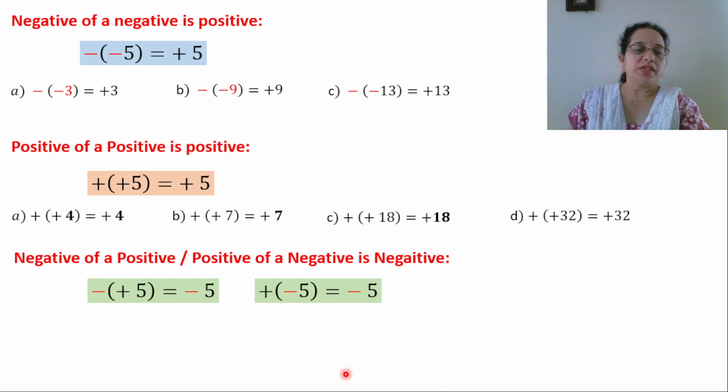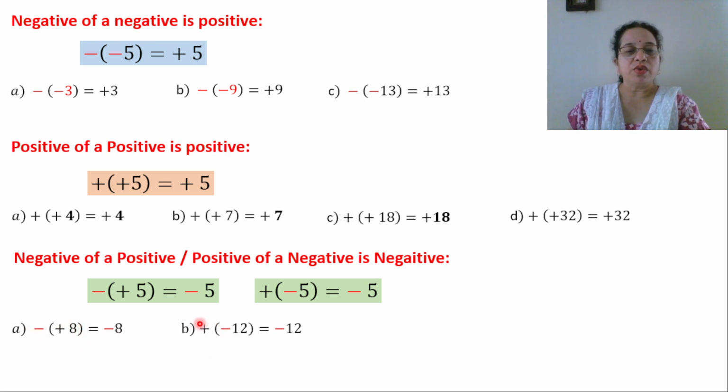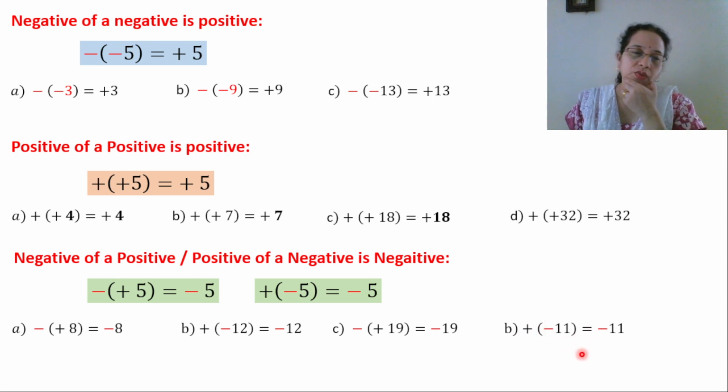So let us take few examples for this also. One sign is negative, so the answer is negative. Again one sign is negative, so the answer is negative. Again one sign is negative, so the answer will be negative 19. Again one sign is negative, so the answer will be negative. So this is the very important concept. Negative of a negative is positive. Positive of a positive is positive. Negative of a positive or positive of a negative is negative.